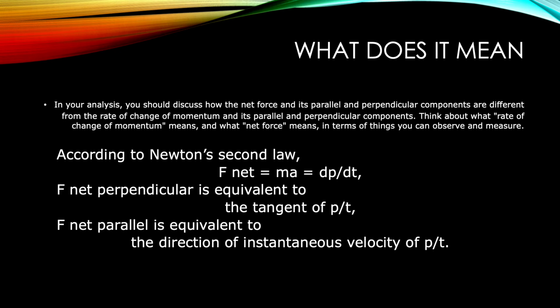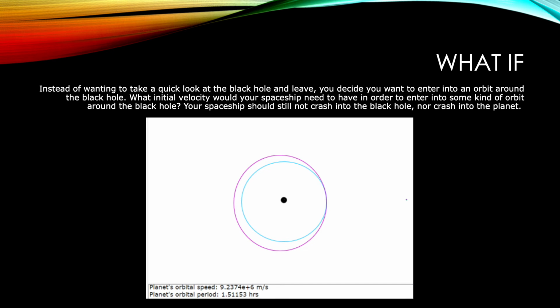And according to Newton's second law, F net equals dp dt, we can conclude that F net perpendicular is equivalent to the tangent of momentum over time, and F net parallel is equivalent to the direction of instantaneous velocity of momentum over time. Here is the graph of what it would look like if I wanted to enter into an orbit around the black hole. My velocities for both were relatively similar to make this pattern.